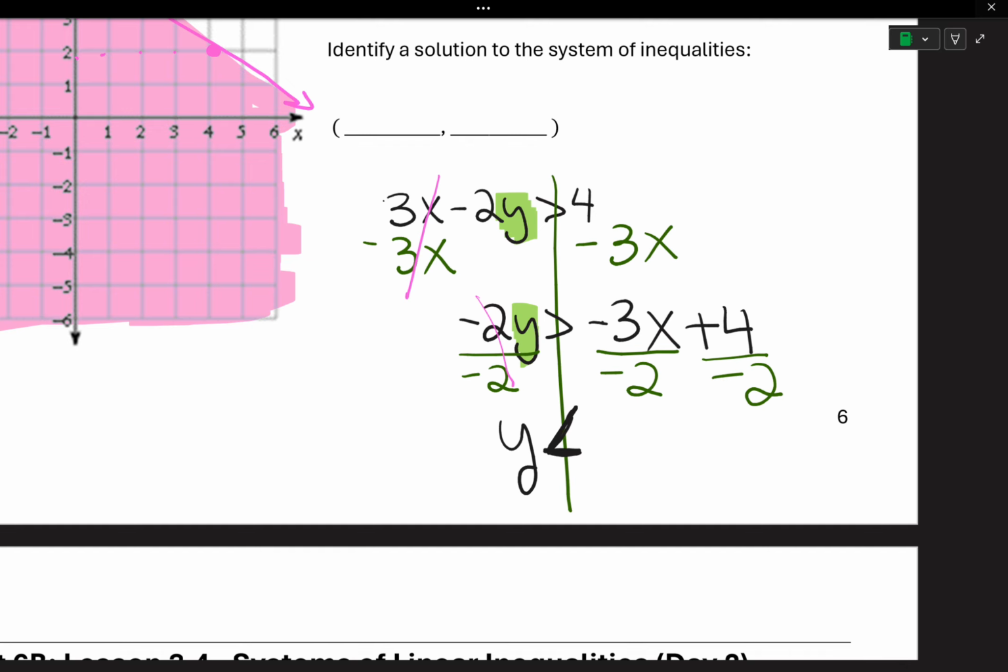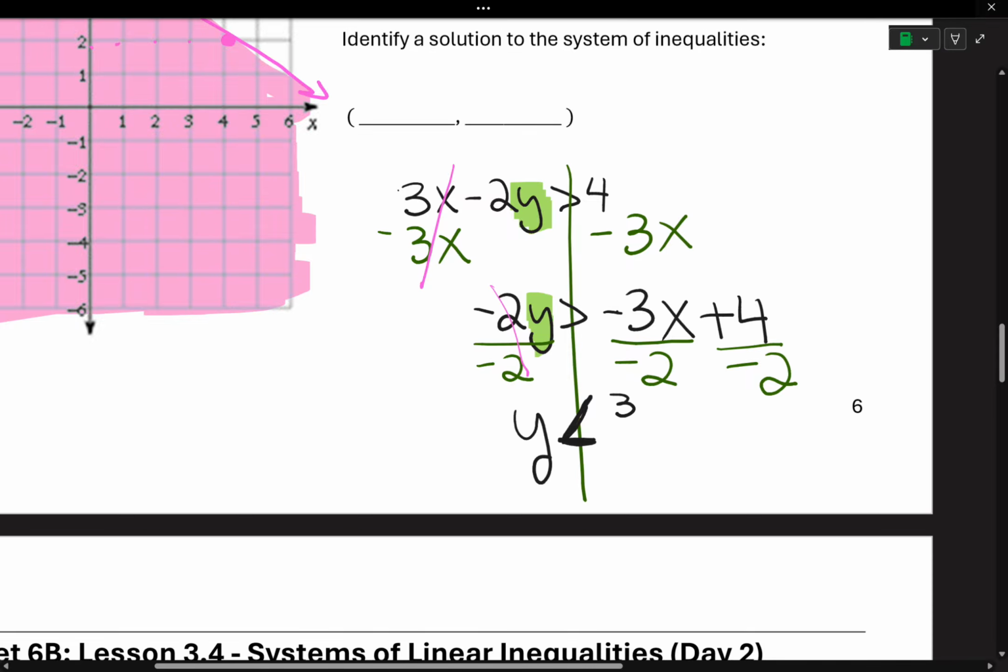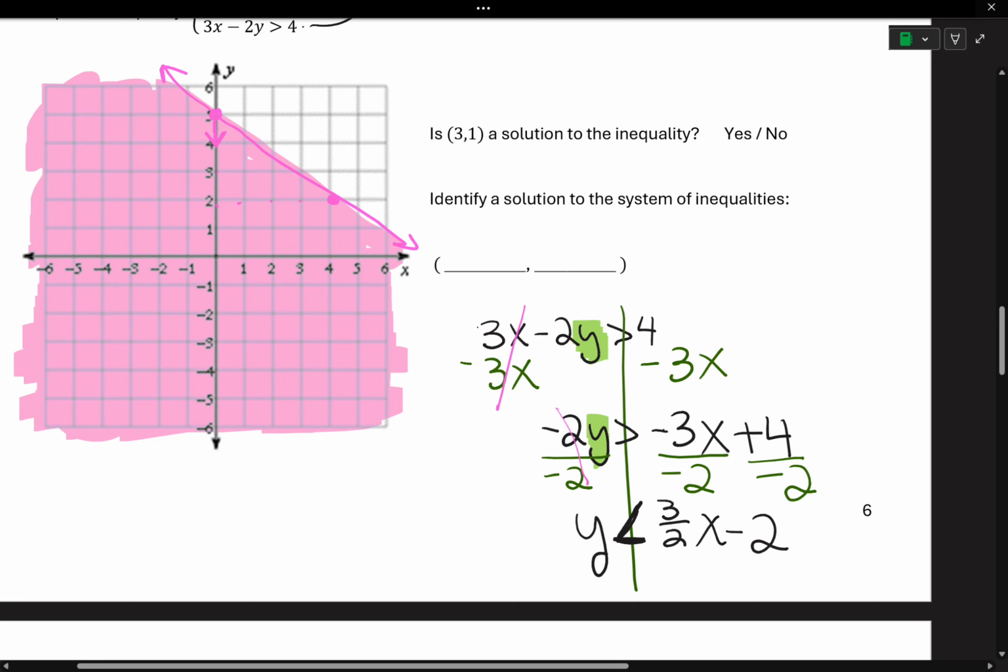You could put this into your calculator. Negative 3 divided by negative 2 just leaves us with 3 over 2. 4 divided by negative 2 is negative 2. So essentially that's what we're graphing. Let's do it. What color do I want to do it in? I want to do it in blue.